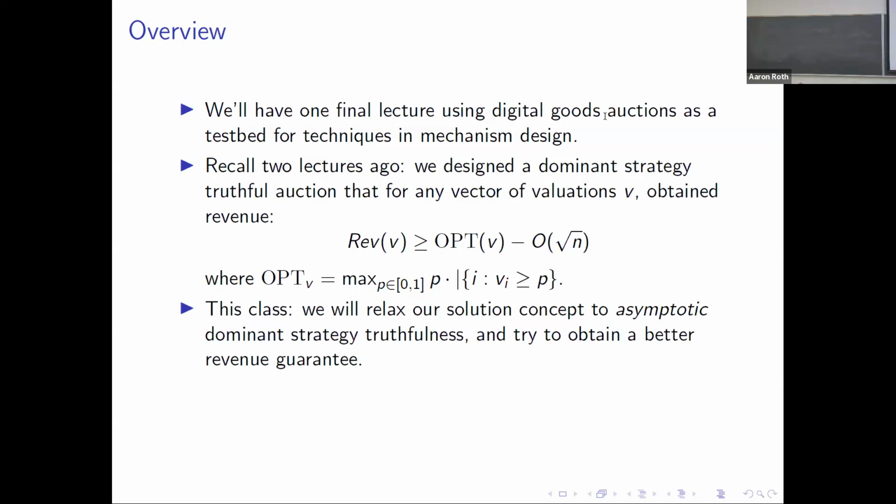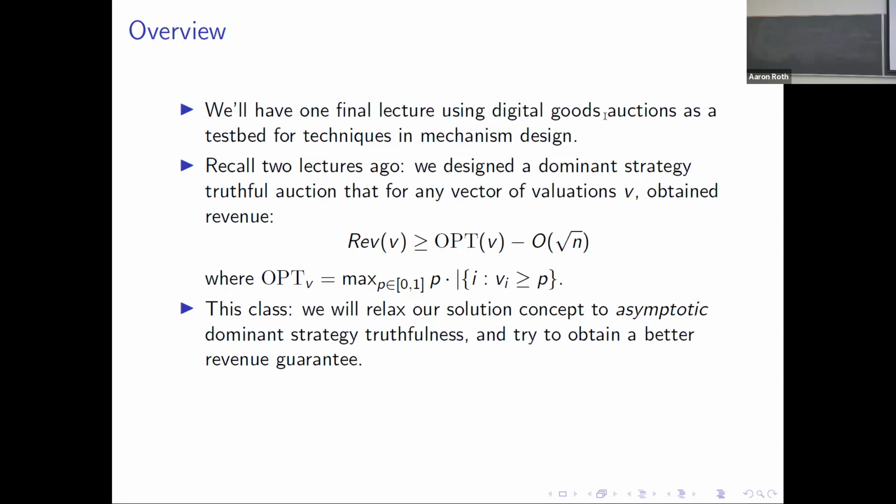But we might still hope to be able to do better than this. Why root n there? Why not something smaller like log n? And the thing that we're going to try to do in this class is to get a much better guarantee here, to replace this root n with something like a log n at the cost of asking for something that is a little bit weaker than what we've been asking for in the class thus far.